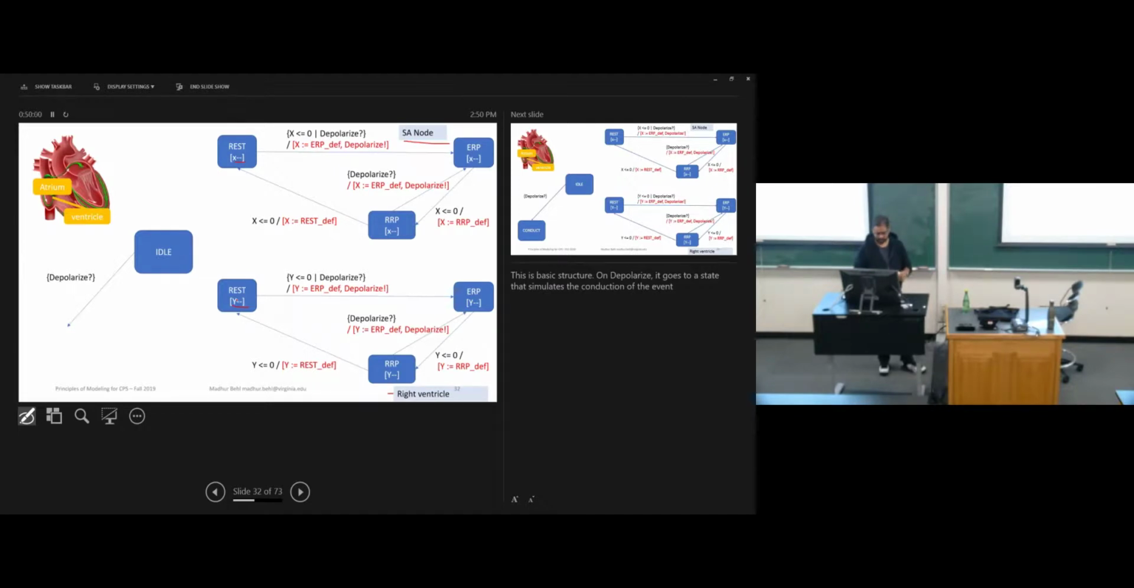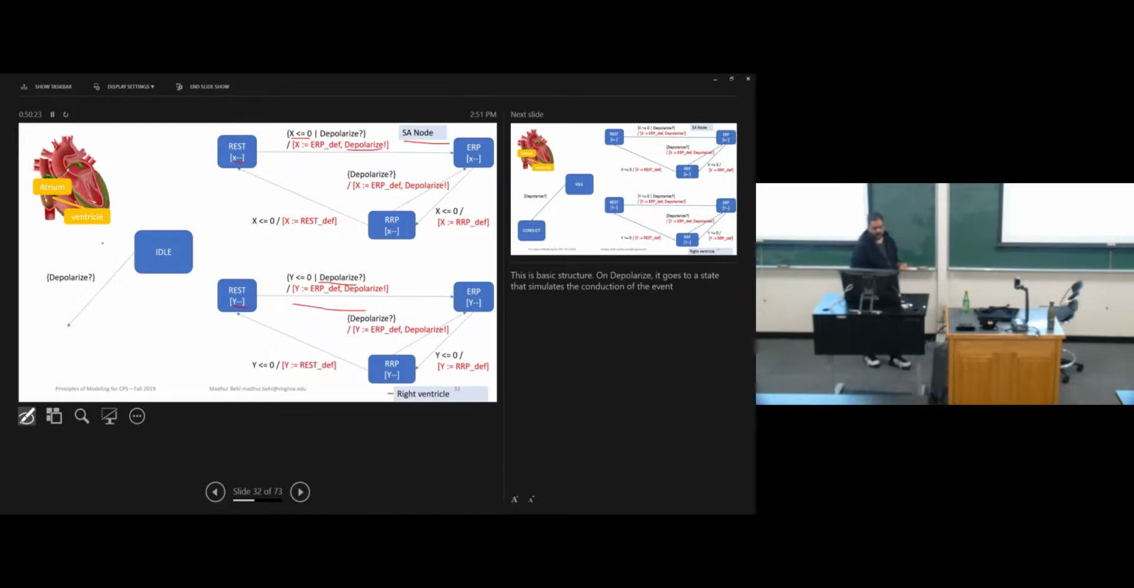It doesn't matter. So in this picture, we are in rest. Once again, given that this is the atrium, this is the first thing that will occur in normal sinus rhythm. We issue a depolarized message when this occurs. And what was happening before is that we were listening to this depolarized message and we were instantaneously taking this transition.